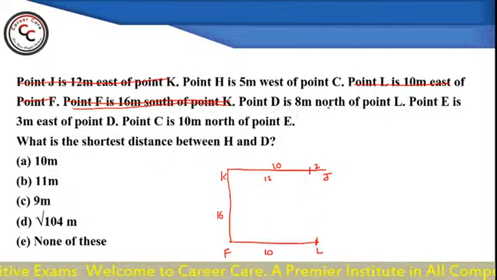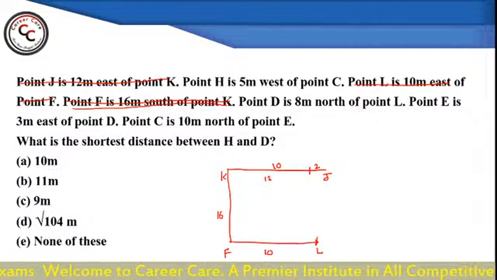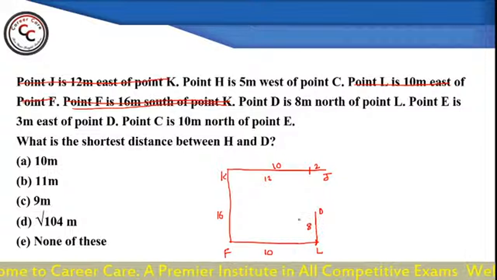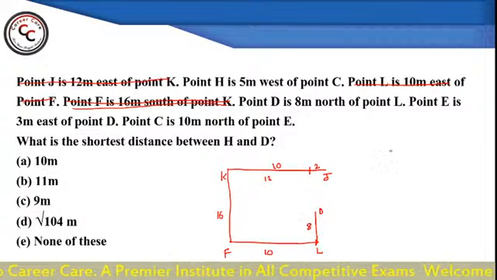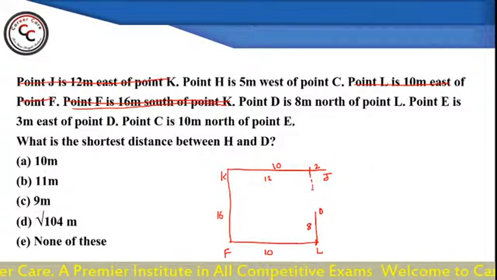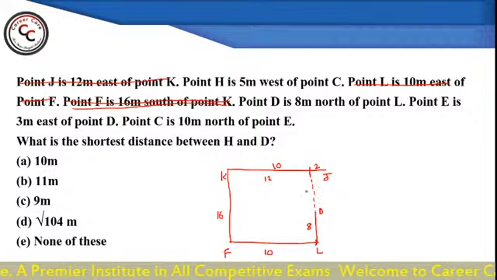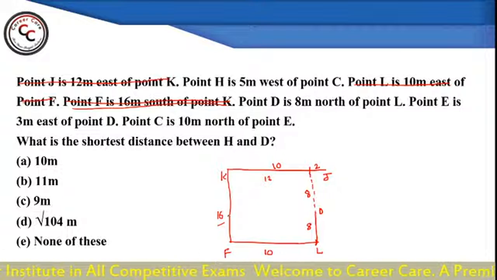Then D is 8 meter north of L. So north of L, D is present at a distance of 8 meter. So this is 8, this will be also 8. Why? Because totally 16 here. Right? Then point D is 8.